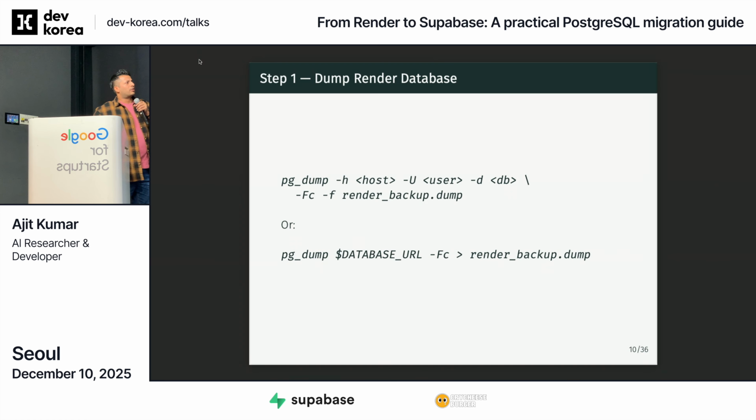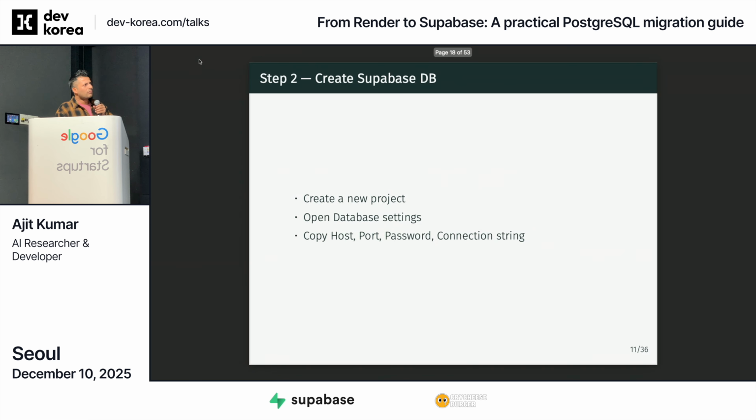So as I said, it was very nice with pg_dump. You can get your host and user, every detail, from your Render, and then you will have a backup. Then on the Supabase side, I think everyone will be using Supabase somehow. You can create a new project, give your database settings, and from there you can get your host, port, password, and every connection string. So up to here it was very nice.